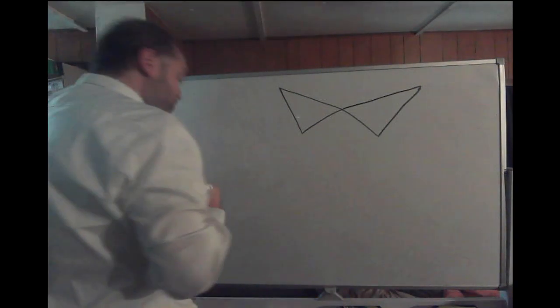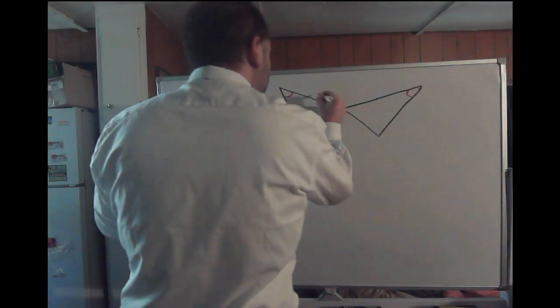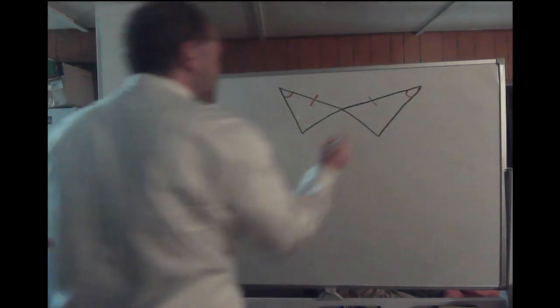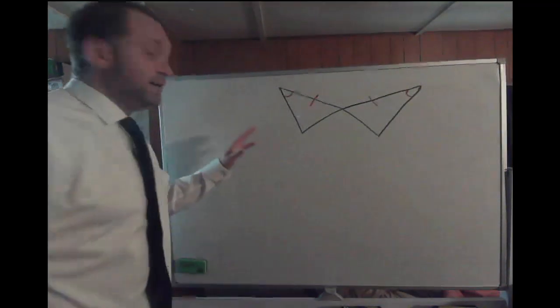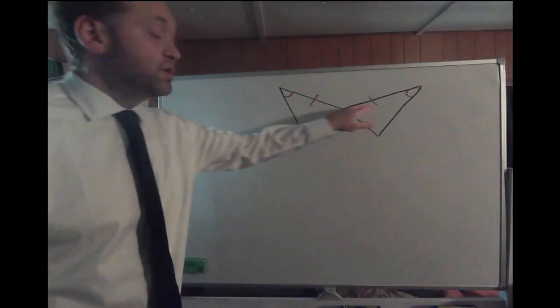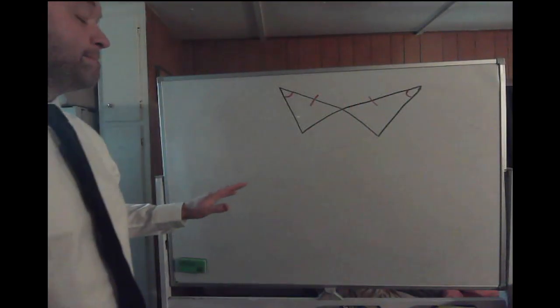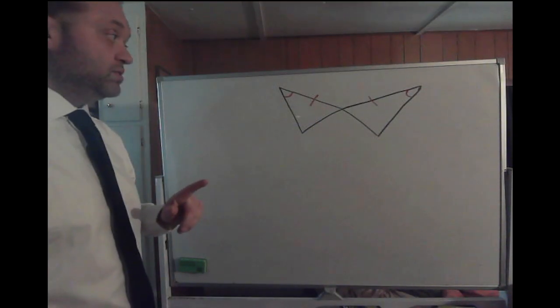Alright, there's two triangles touching. Let's see what they give us. They give us this angle, they give us this angle, and they give us that these two sides are congruent. So far, all we've been given is that we have two congruent angles and two congruent sides. So far, nothing stands out to prove these two triangles congruent.